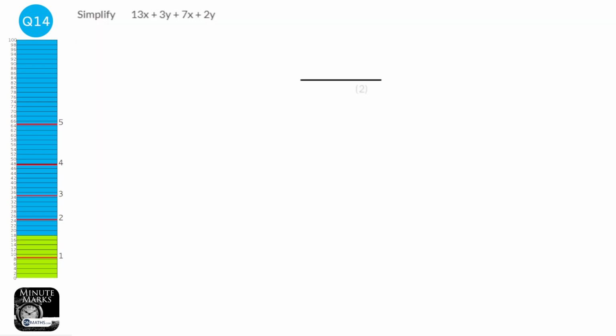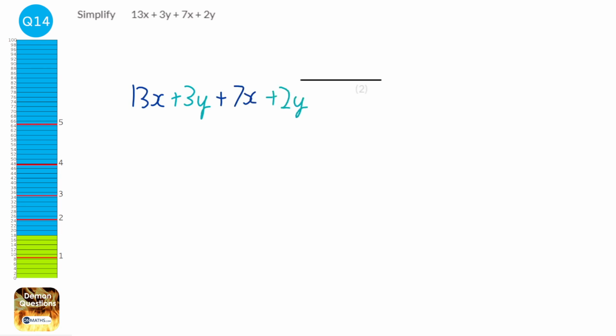When collecting terms, you've got to collect like terms. So we've got 13x, we've got a 3y. Now they're not like terms, but the 13x is a like term to the 7x, they're both x's, and the 3y is a like term to the 2y. So let's put the x's together, 13 lots of x plus 7 lots of x. And let's put the y's together, 3 lots of y plus 2 lots of y.